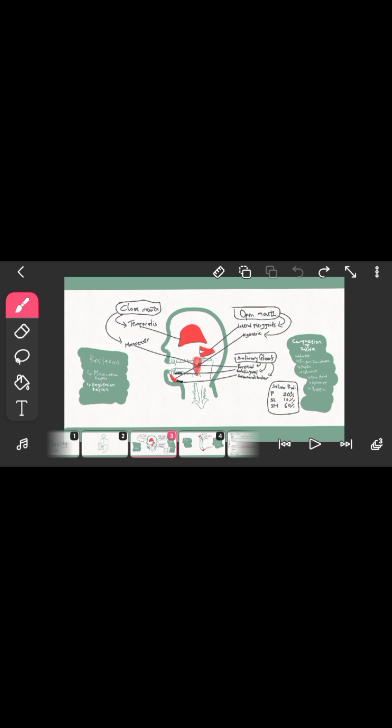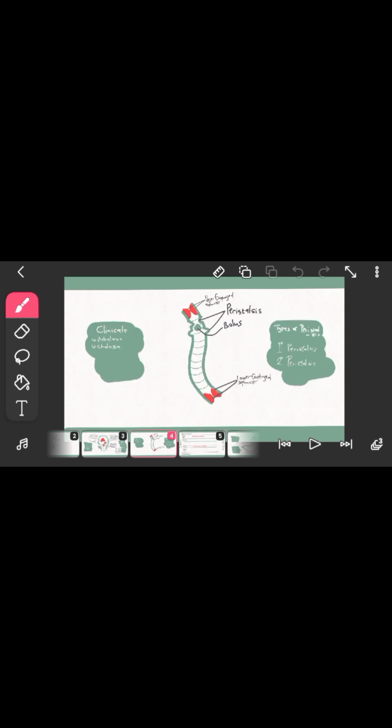Now, after the mastication reflex, we also have the deglutition reflex. The deglutition reflex is basically the swallow reflex. That's how you swallow food. So when you chew to a point, you have to swallow the bolus. Now, this deglutition reflex is divided into three. We have the buccal stage, the pharyngeal stage, and then the esophageal stage. Getting to the esophageal stage, the food is already in the esophagus.